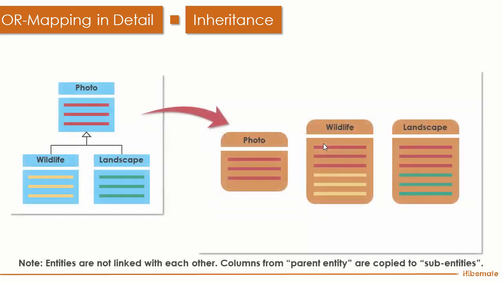The third one is a table per concrete class. It's similar to the one table per hierarchy, but it will only create the needed attributes. Like we have a photo, then you just have the photo columns. Then the wildlife, we have the wildlife columns plus the photo columns. The landscape, we have the photo columns plus its own columns. And this is quite a good strategy. But if you have a very complicated hierarchy in your superclass-subclass structure, this could cause a management problem.